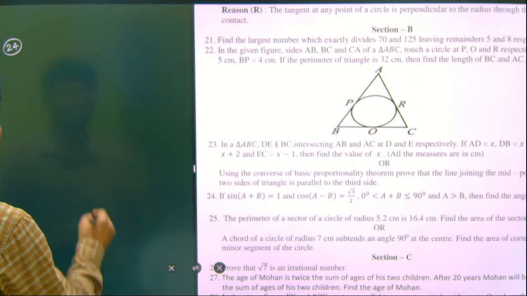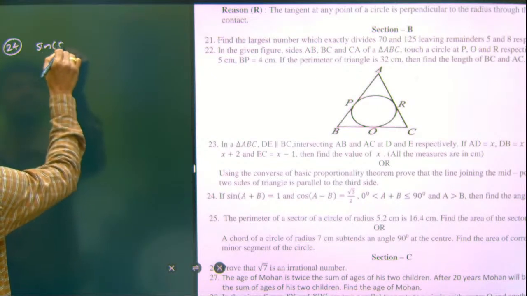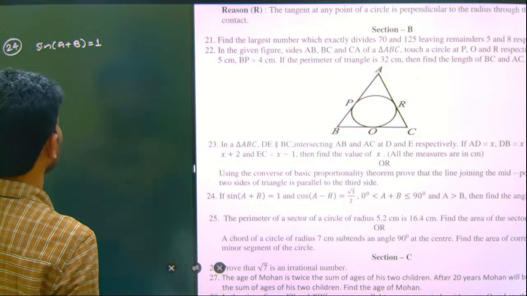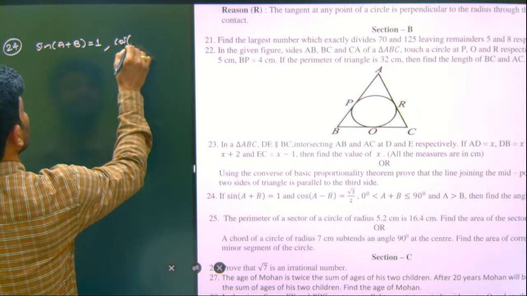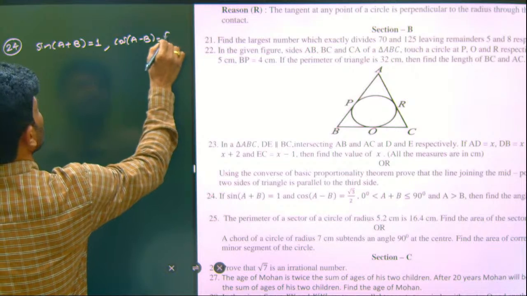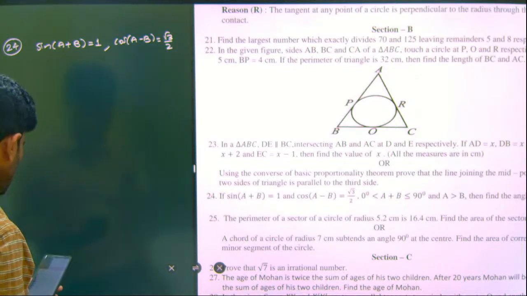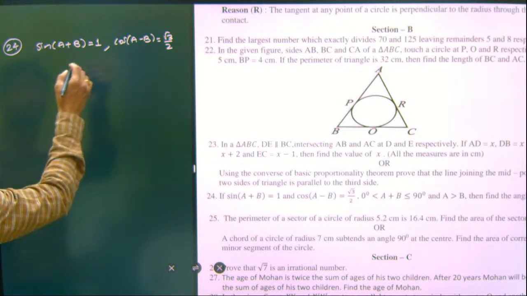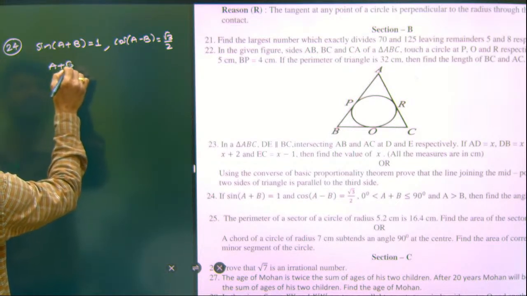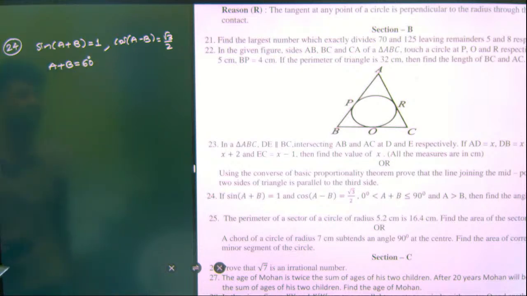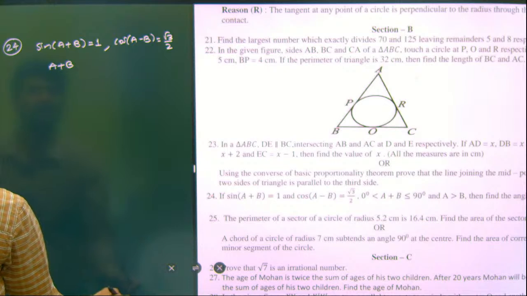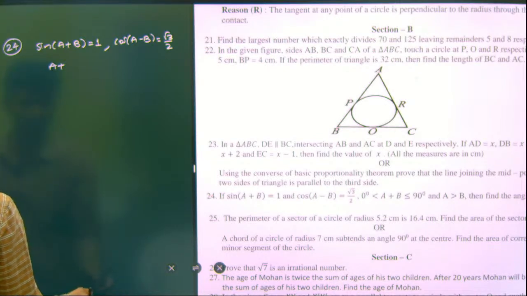Question number 24: sine of A plus B is given as 1. One more, cos of A minus B is given as root 3 by 2. Again the table. This is why I tell you to remember the table correctly. Abhinav got the answer, Rocky got the answer. What is the answer here? A plus B is equal to 60 degrees, one option. If you write stepwise, all these steps you have to write like this.